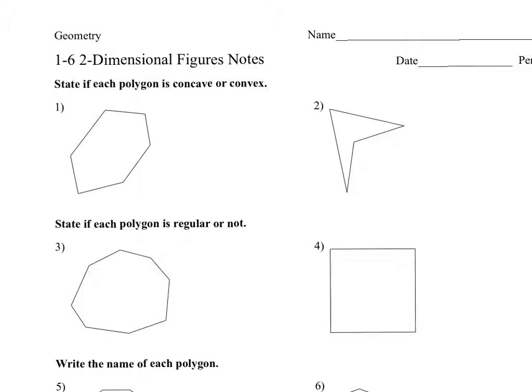So we have two different types. One is called concave. Concave is something that caves in itself. So number two here would be concave, because this portion right here caves in. It would be like an entrance to a cave. One that has nothing that caves in is called convex, and that is this one. It's pressed out all the way around.